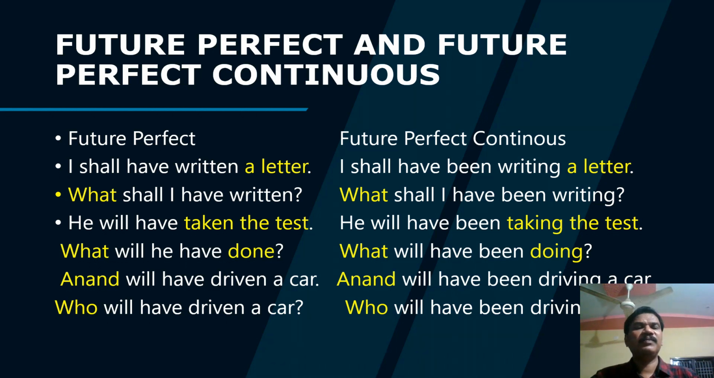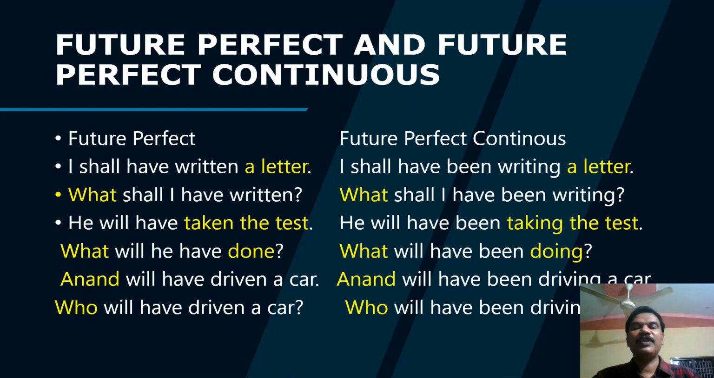Don't worry even if you don't know the words of the sentence. Easily you can change the question into answer, answer into question. I shall have written a letter. What shall I have written? Because a letter is the object, in place of the object we use what. He will have taken the test. What will he have done? Anand will have driven a car. Who will have driven a car?